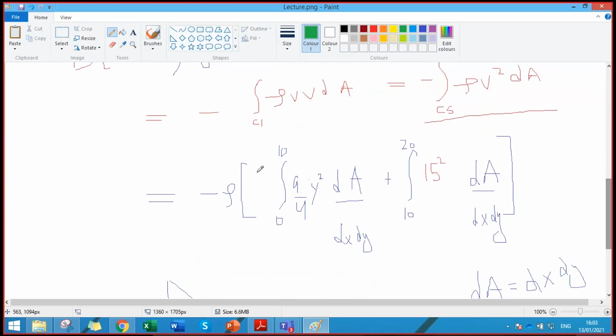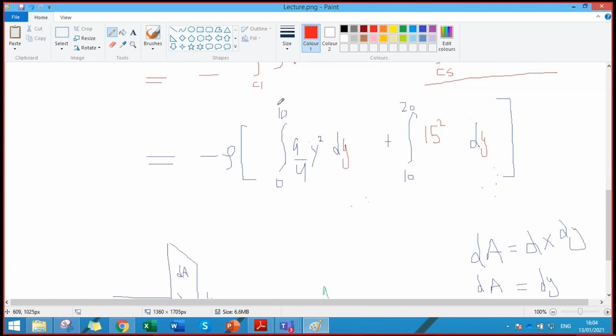Yes, sir, clear. So we'll replace this dA by dy. So now can you solve this integral? Yes, sir. Density is given to you, limits of the integrals are defined, you just need to integrate. This would be y cubed by 3, and then you will apply the limits from 0 to 10, and this would be 225 into y, applying limit from 10 to 20. So we'll just solve these integrals and you will get the answer.